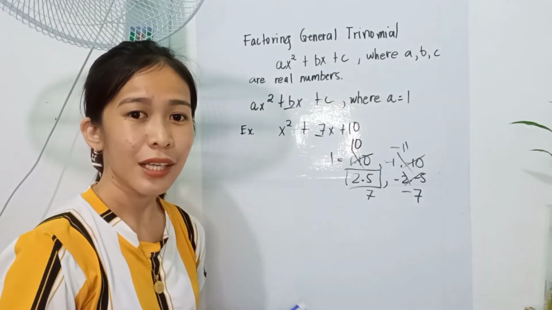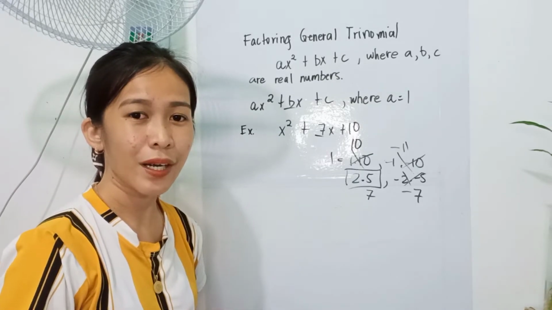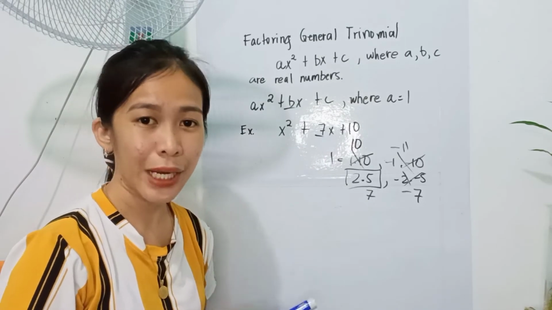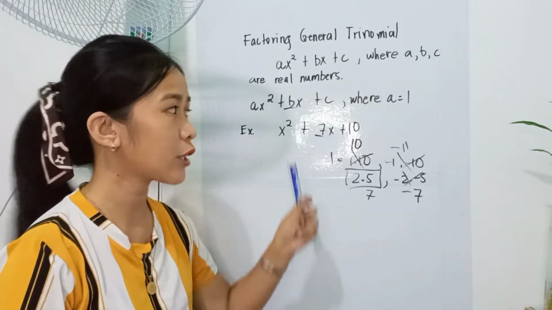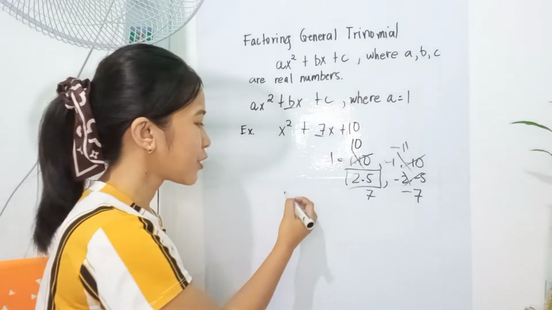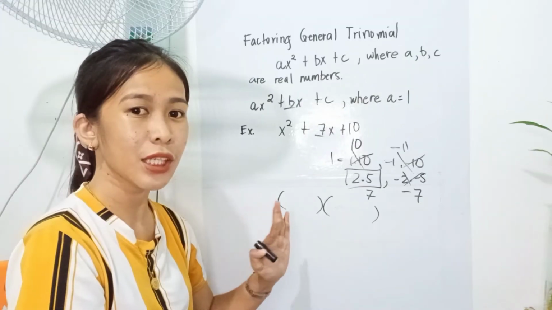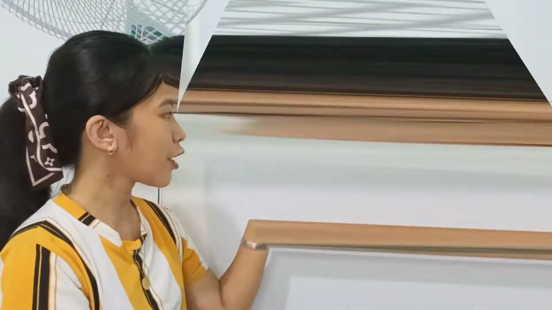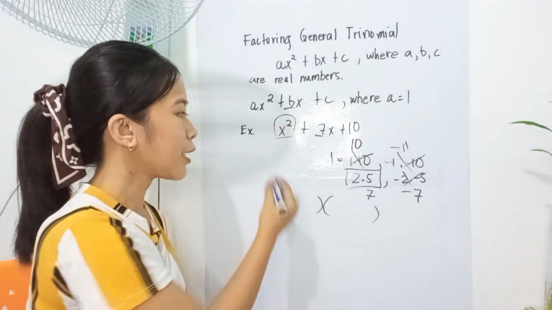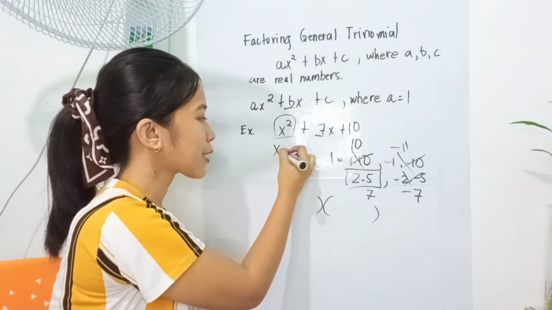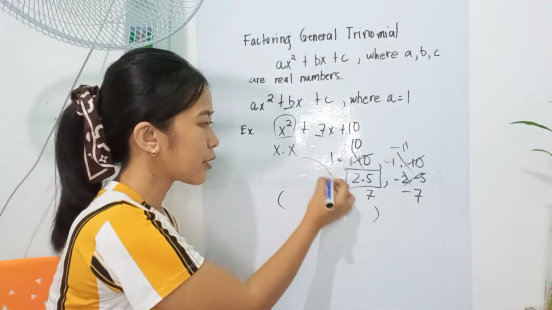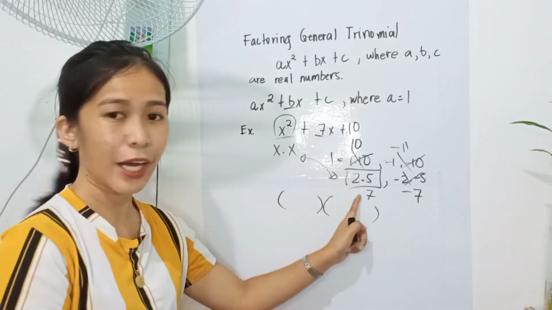Then, right after that, let us proceed to step number 3. For our step number 3, we are just going to express the binomial factors of the trinomial x squared plus 7x plus 10. Paano? Lagay lang tayo ng dalawang parentheses. Ang gagawin natin dito ay dalawang binomial. So ngayon, ano ba ang factor ni x squared? Ito, ng ating a. Ang factor ng ating x squared is x times x. Okay? So ito ang ipapartner natin kay 2 and 5.